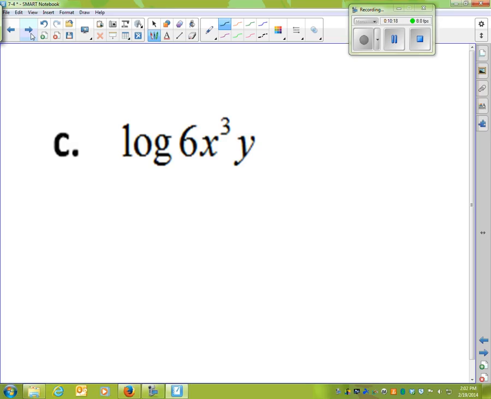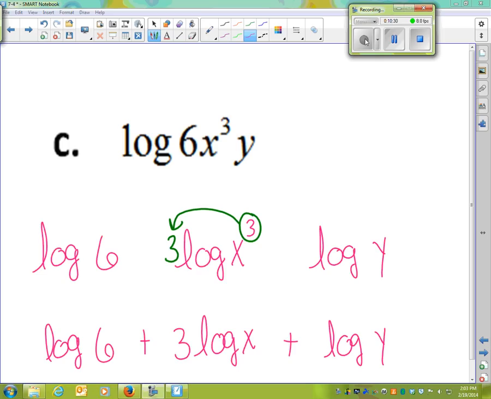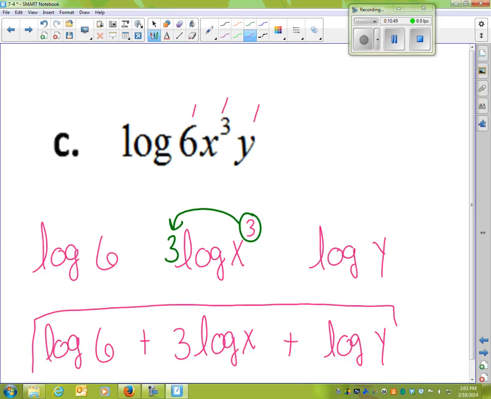Letter C. Let's do one that deals with the power. Go ahead and give this one a try. Push pause while you work and then resume play to check your answer. This is what I got. I split up my logarithms. I had one for the 6, the x cubed, and the y. The cube I brought to the front using my power property, giving me my final answer, log 6 plus 3 log x plus log of y.